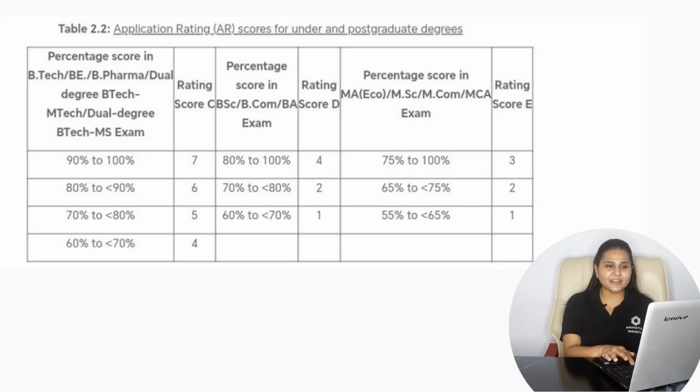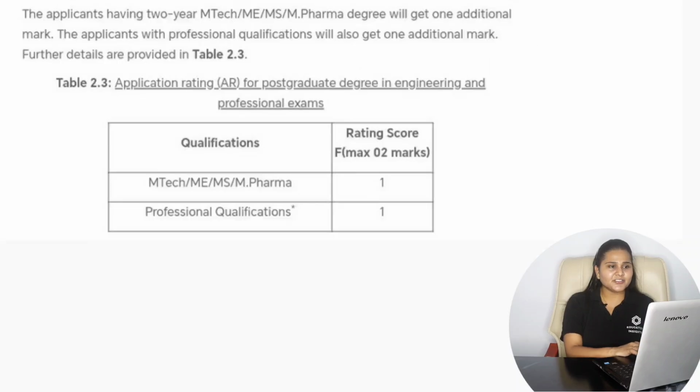If it is in between 65 to 75, for that there are 2 points. And if it ranges in between 55 to 65, for that there is 1 point. And if we consider the qualifications, that is MTech, ME, MS, MPharma, for that there is a rating score of 1. And if we consider the professional qualification, for that also there is a rating score of 1.